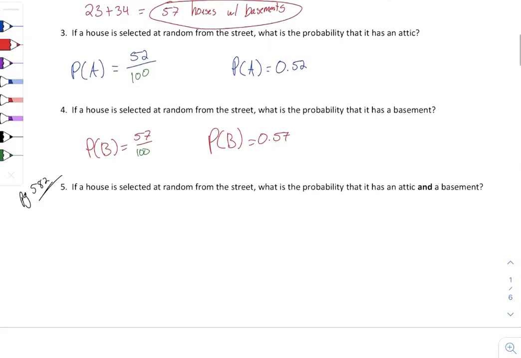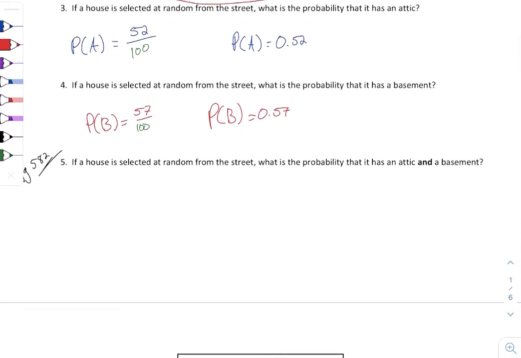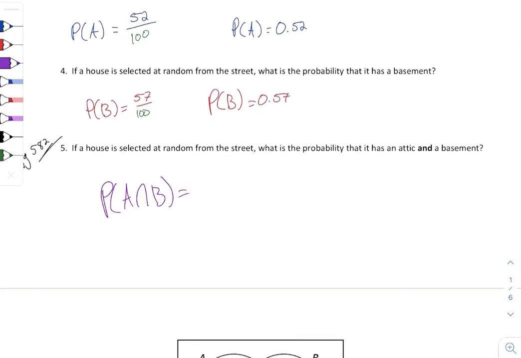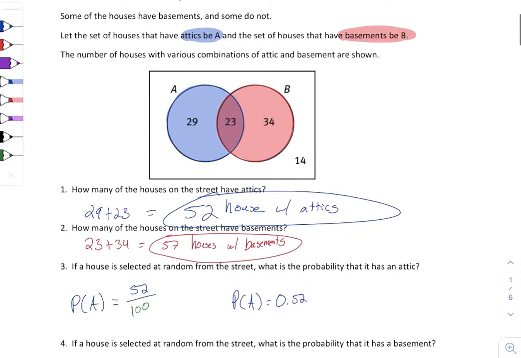If a house is selected at random from the street, what is the probability that it has an attic and a basement? Now we want to find the probability of A intersect B, because we want both of those things to happen. Remember, "and" is the intersect, which looks like an upside down U. So that would be just the middle purple part here. We want to know how many houses have both these things. Where's the overlap of attic and basement?